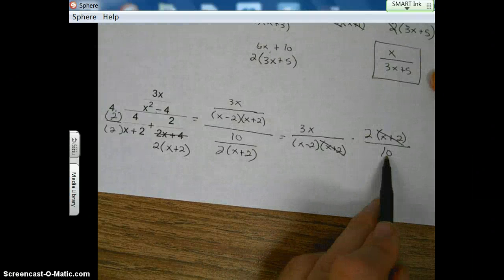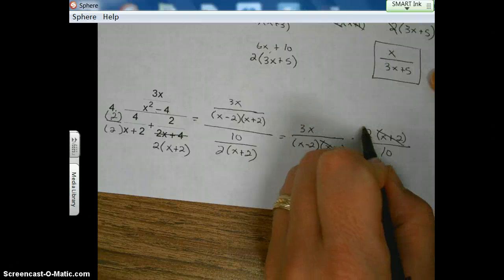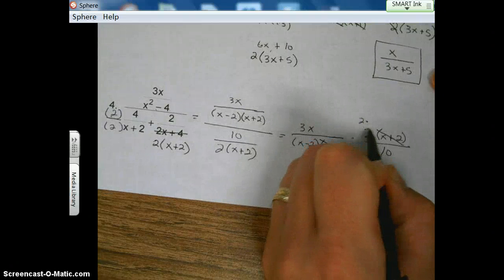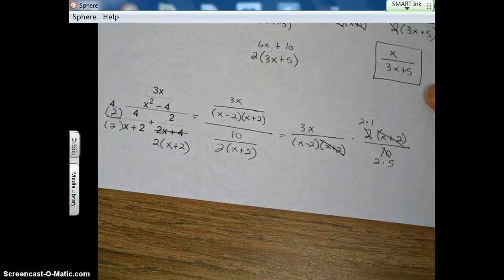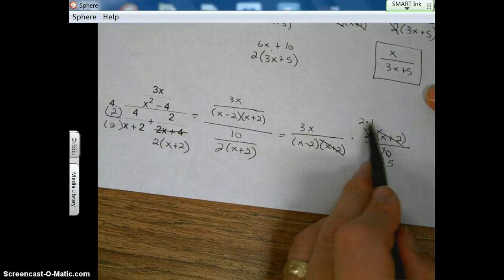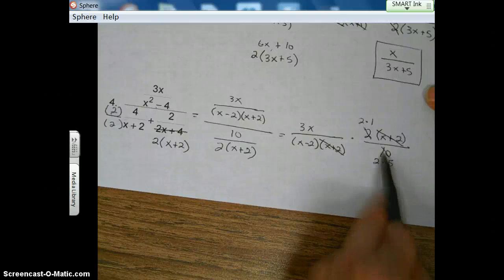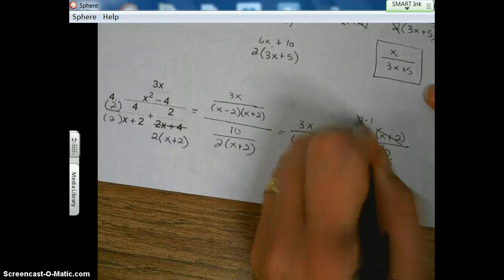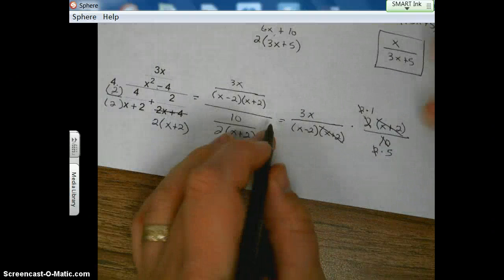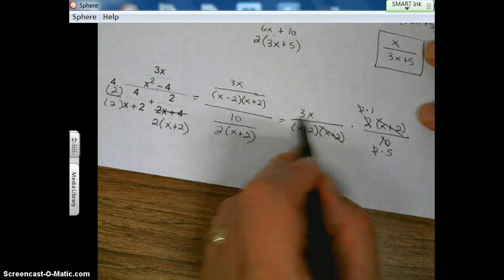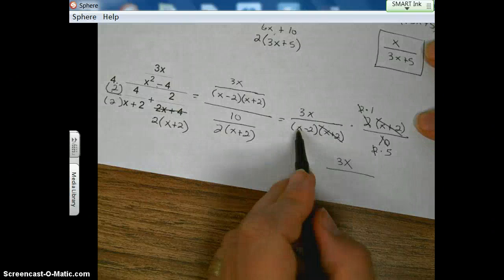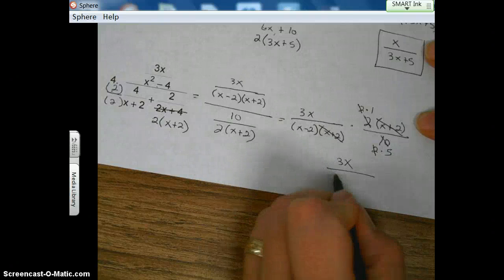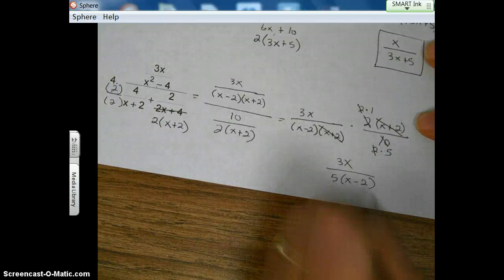We could factor the 2 down to 2 times 1, right? We could factor a 2 out of the 10. We get 2 times 5. So y'all would agree that 2 times 1 is the same as 2, and 2 times 5 is the same as 10. So we get 1/5 if the 2's cancel. So on the top we have left 3x times 1, which is 3x. And on the bottom we have an x minus 2 group and a 5 term. Always put the term first, and then the group.